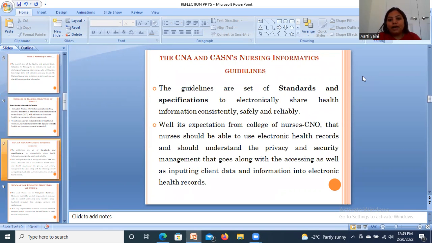Now, there are certain guidelines which are being given by the CNA and the CSNS. These guidelines are the set of standards and specifications to electronically share health information consistently, safely and reliably. It is also an expectation from the College of Nurses that the nurses should be able to use electronic health records and should understand the privacy and security management that goes along with accessing as well as inputting clients' data and information into the health records.